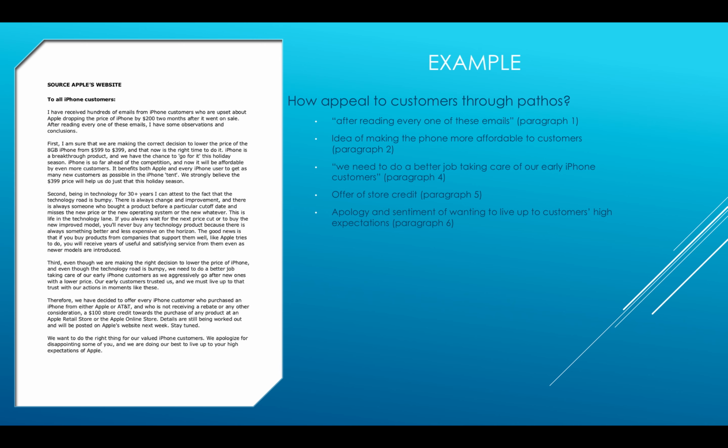Paragraph 4, he says we need to do a better job taking care of our early iPhone customers. Certainly, that's patting the reader, the audience, on the back, making them feel good. And then paragraph 5 is where we actually get some concrete, okay, we're going to offer you store credit. That certainly feels like an emotional appeal. And then in paragraph 6 is where we get the apology and the sentiment essentially of wanting to live up to the customer's high expectations.